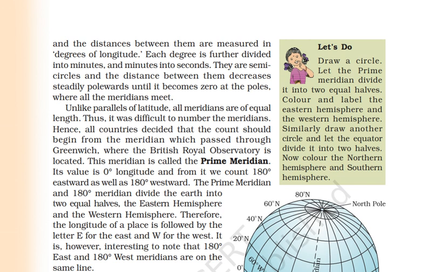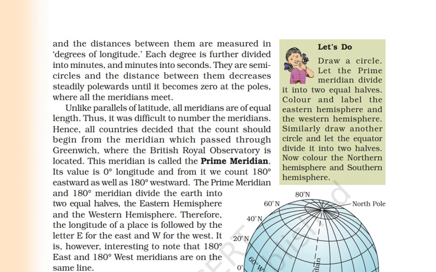Unlike parallels of latitude, all meridians are of equal length. Thus, it was difficult to number the meridians. Hence, all countries decided that the count should begin from the meridian which passed through Greenwich, where the British Royal Observatory is located. This meridian is called the prime meridian. Its value is 0 degree longitude, and from it we count 180 degree eastward as well as 180 degree westward.